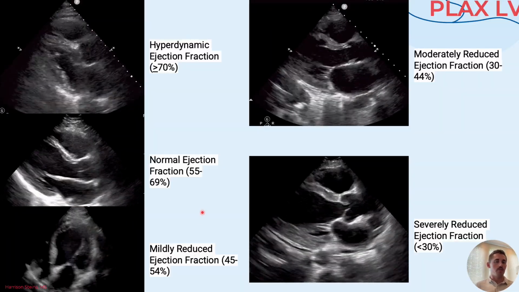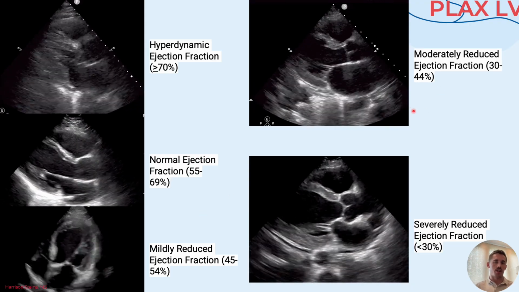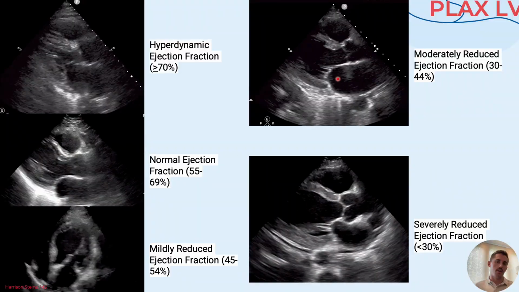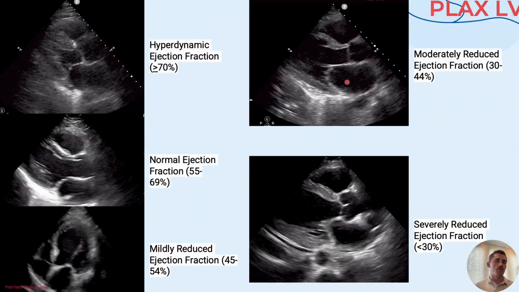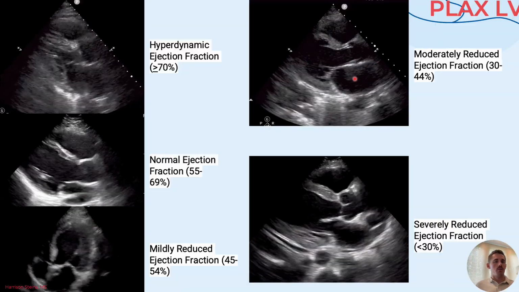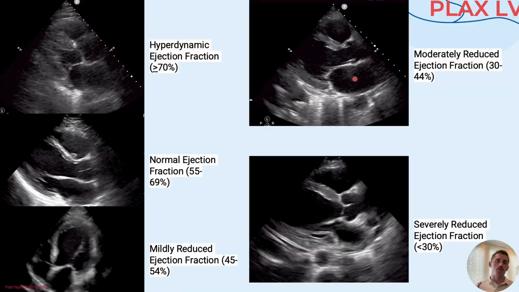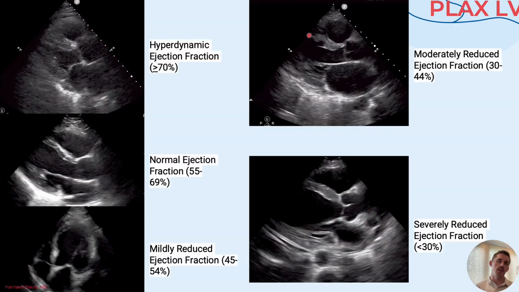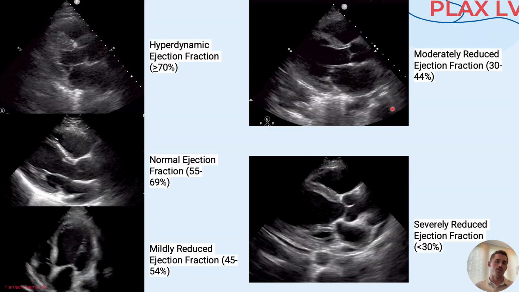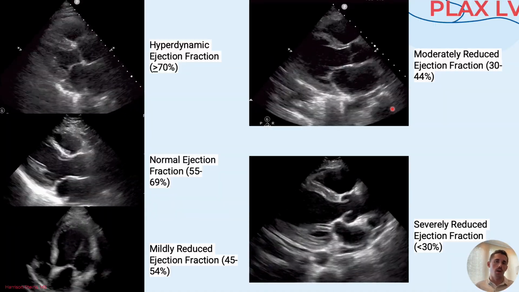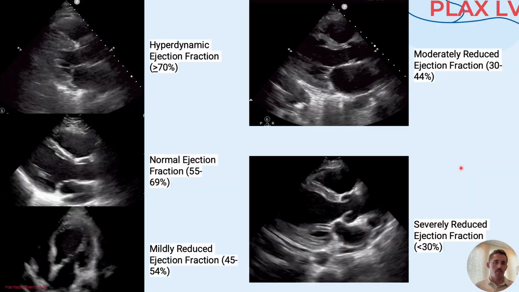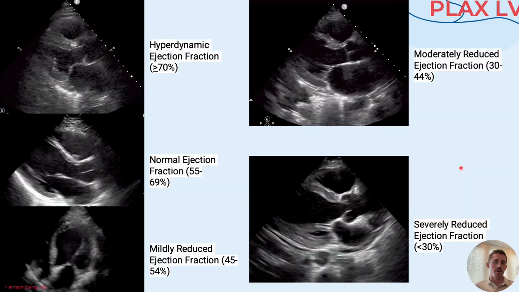As we move on to mildly reduced ejection fraction and moderately reduced ejection fraction, I think this is a good example where we can see that the cusps of the mitral valve don't seem to be slapping as vigorously, for lack of a better term. And then we're also seeing reduced contraction of that right ventricle, and we can't see all of the left ventricle, but it looks like there is some reduced contraction of the left ventricle, both at the ventricular wall and interventricular septum.